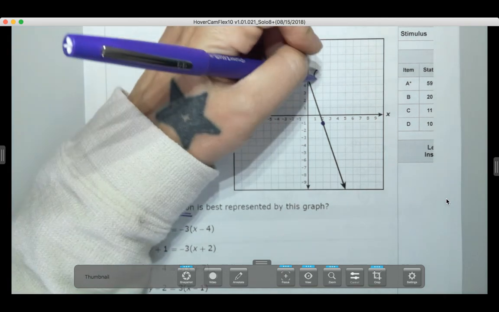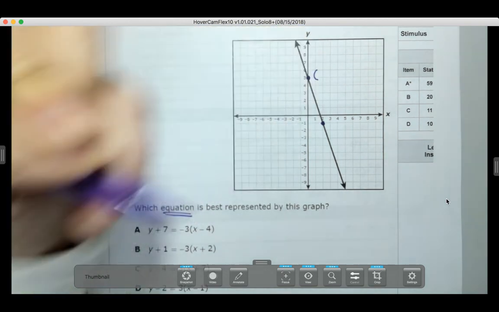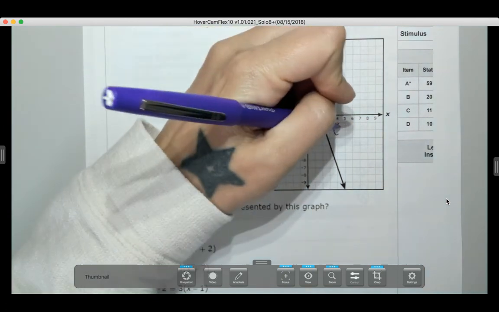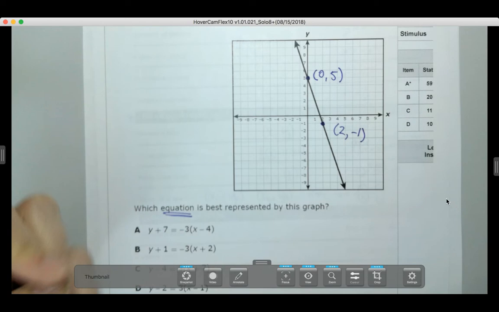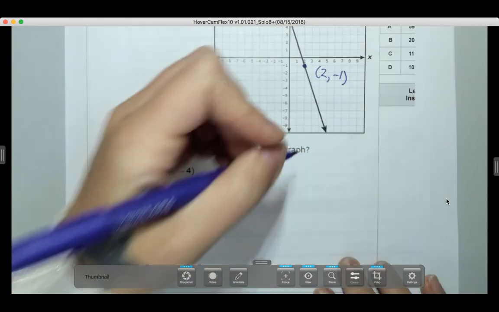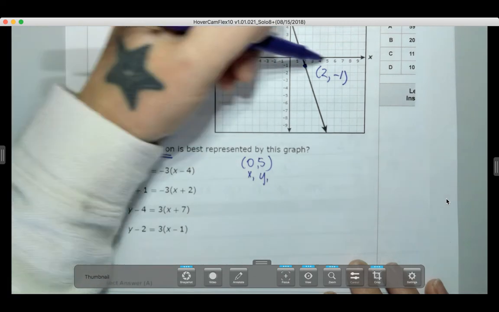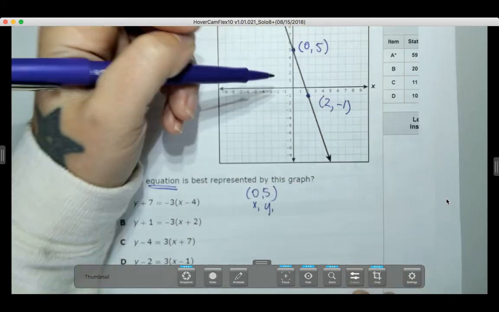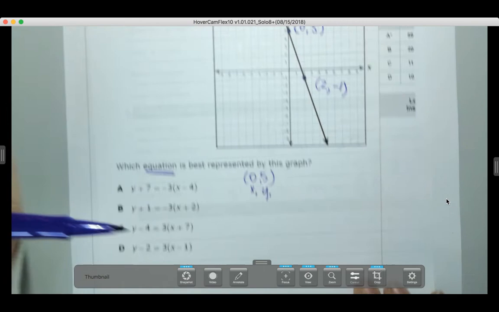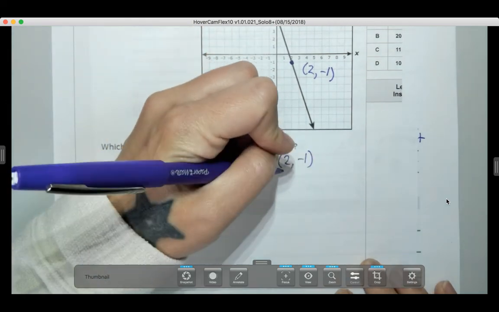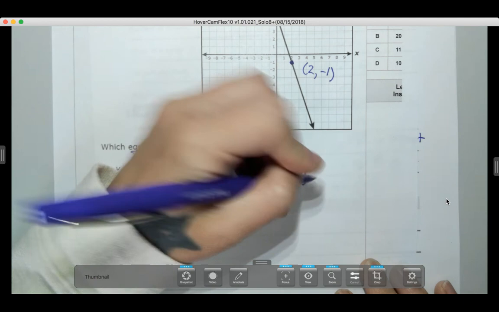So what I'm going to do is use 2 points. I'm going to treat these 2 dots like 2 points have been given on the line. This is 0, 5. This is 2, -1. And those are going to translate to my x1, y1, because every point has an x and a y, an input and an output. And then we've got 2, -1, which is my x2, y2.